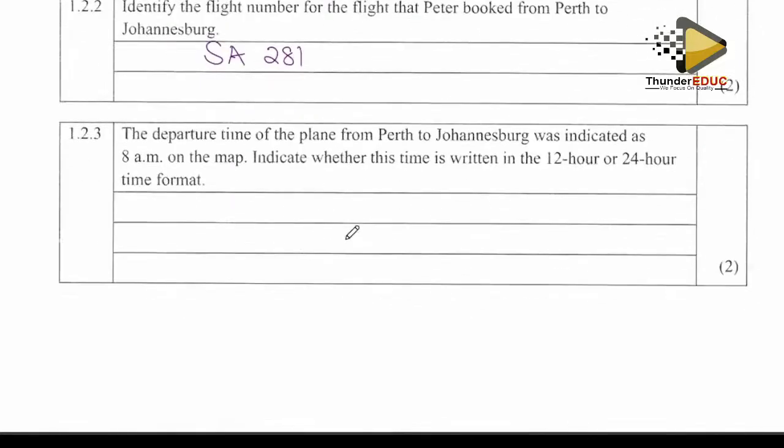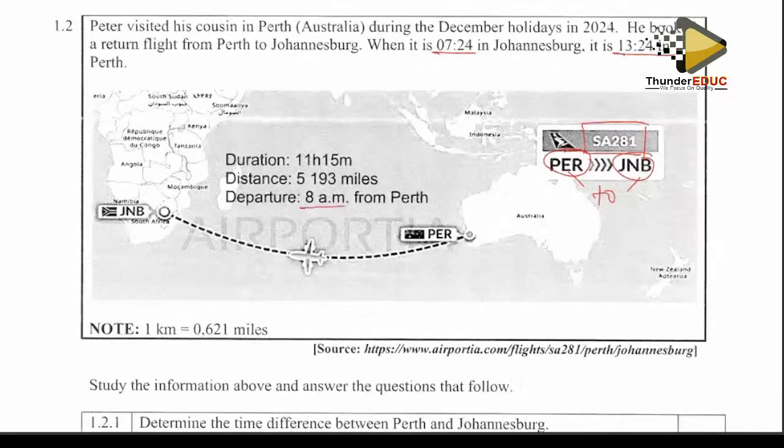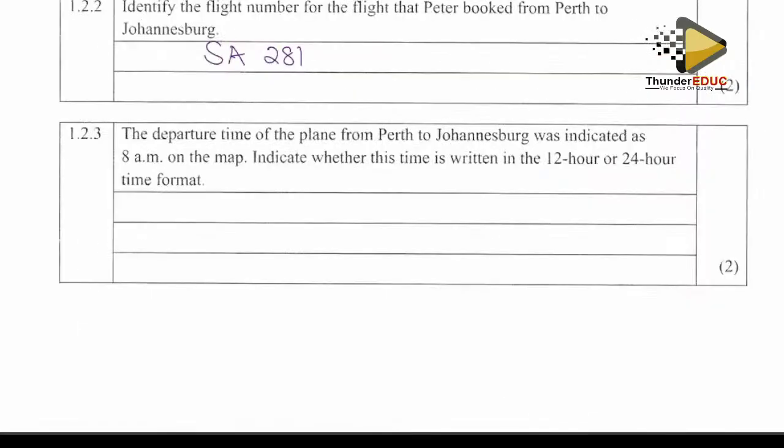The departure time of the plane from Perth to Johannesburg was indicated as 8 a.m. on the map. Indicate whether this time is written in 12-hour system or 24-hour system. Let's look at that. The moment you see this AM, just know it's the analog, which is the 12-hour system. So we shall say here it's 12-hour system. Another name for this 12-hour system is analog system.